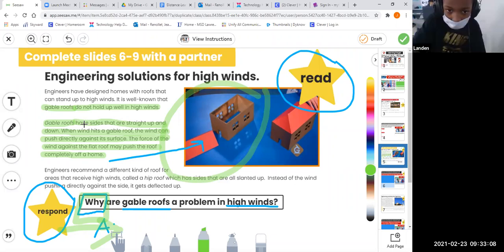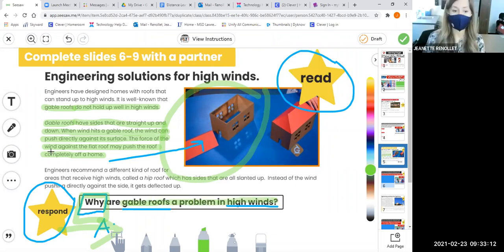Notice we are looking for these words in our answer. Landon talked a lot about edges, but that's not exactly a word from our text. I think Landon is making an inference about the edges, but we want to try to use as much information from the text as we can.